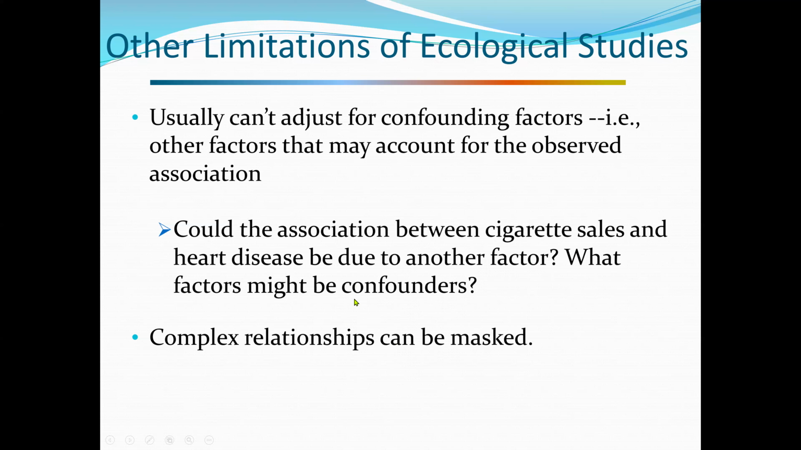So what factors might be confounders between cigarette smoking, or high cigarette sales, and heart disease? From my experience, I would say physical activities, good medical insurance, and good nutrition. All of these can be confounding factors between these two, cigarette smoking and heart disease. So this is a complex relationship that can be masked here.